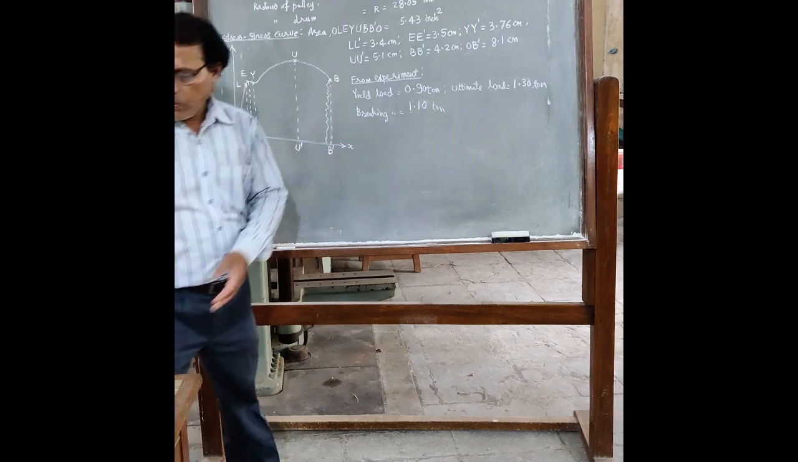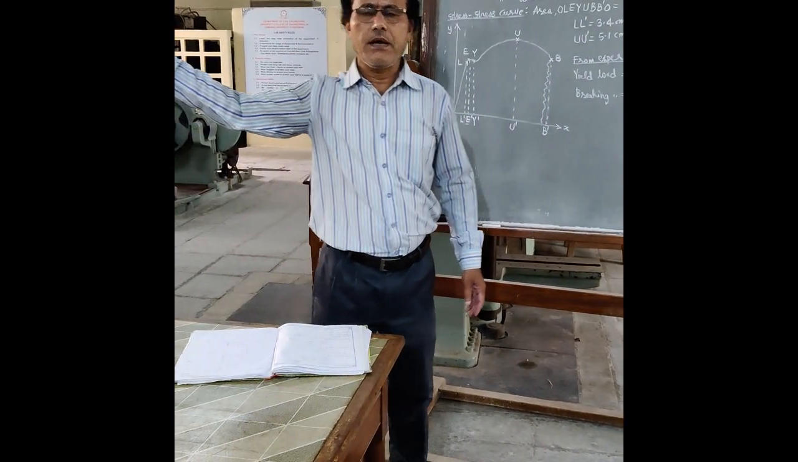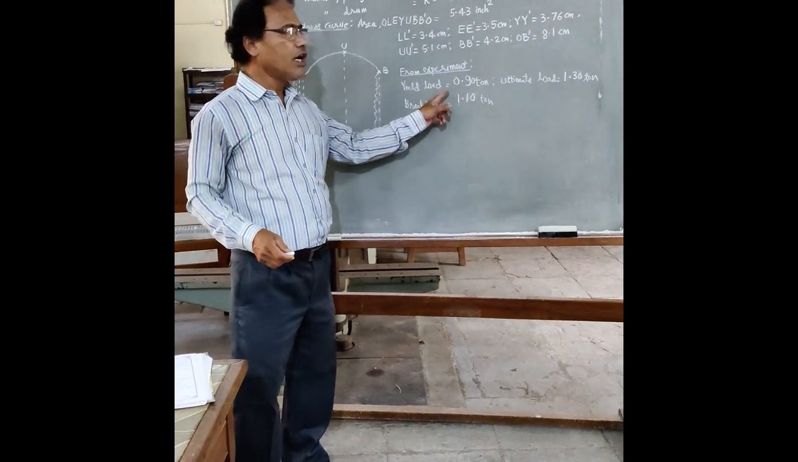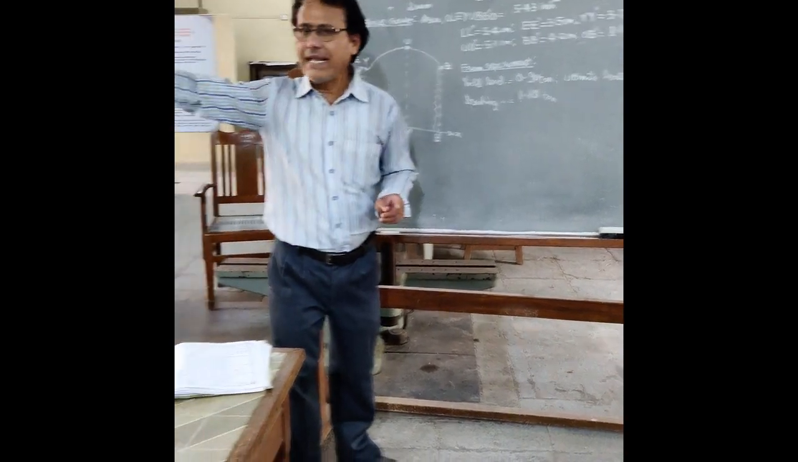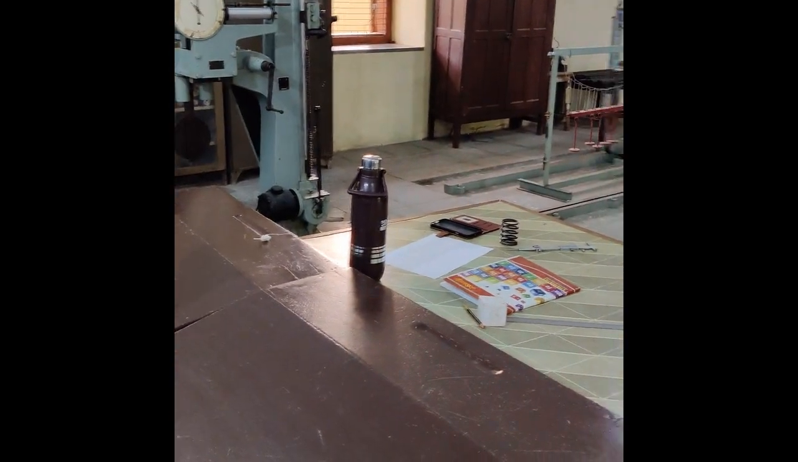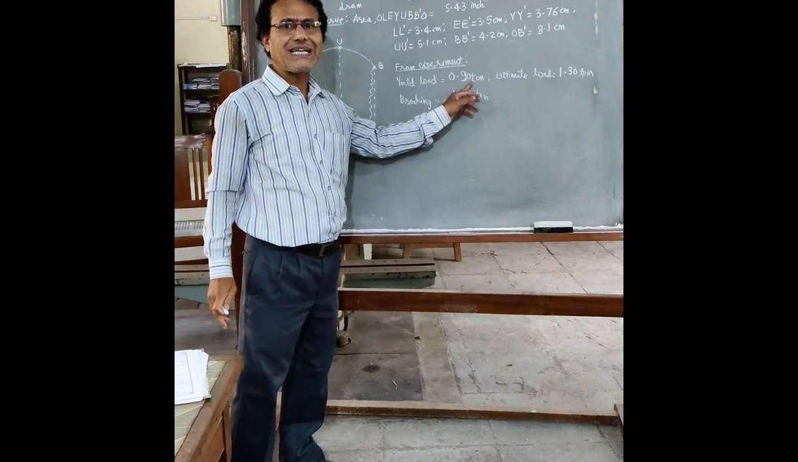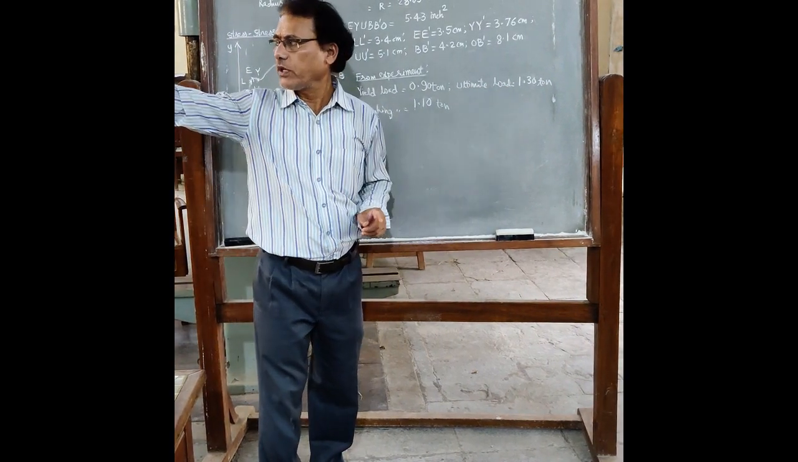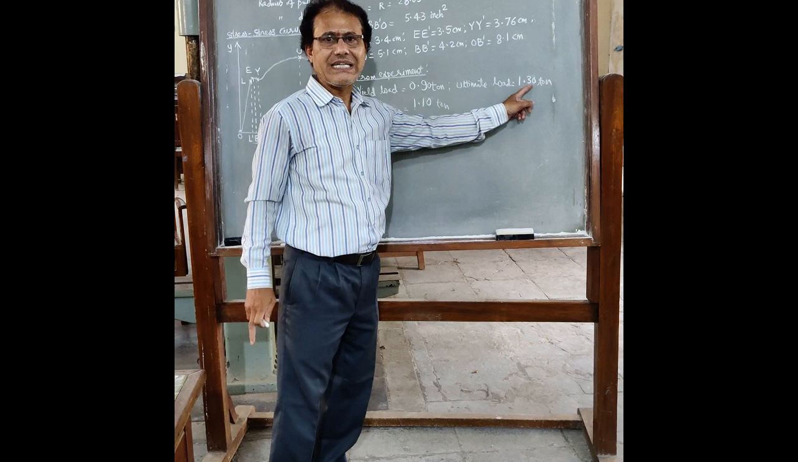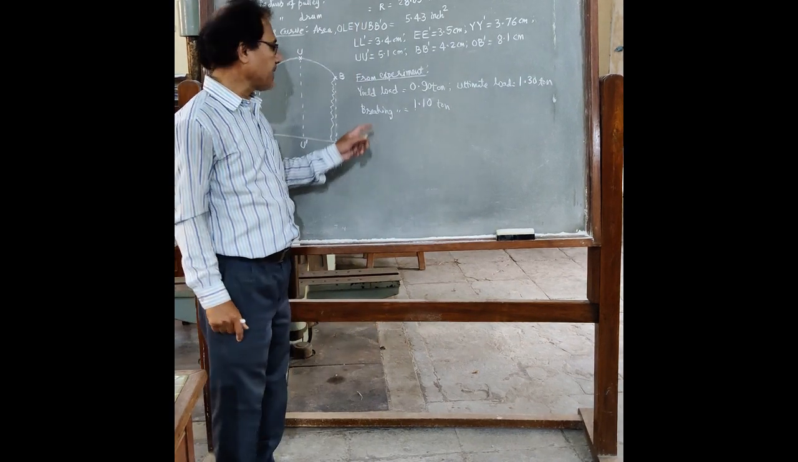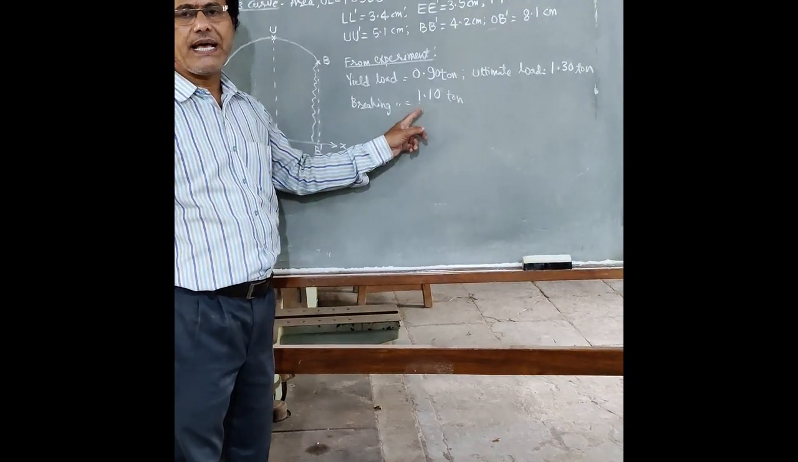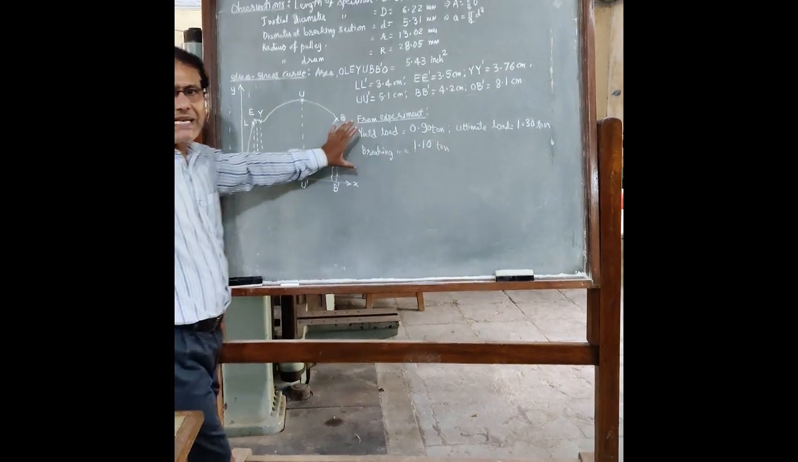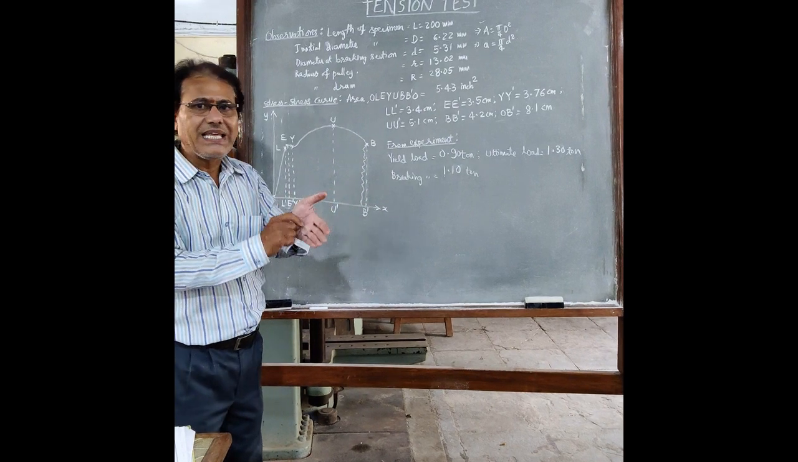Yes, student, even while experimenting, we have already noted down the readings, right? The yield load from the dial gauge reading, which you already noted physically, is 0.9 tons, and the ultimate load is noted from the dial gauge as 1.3 tons for this given specimen, and the breaking load is noted as 1.1 tons, right, 1.1. These are the dial gauge readings you have noted physically, right.